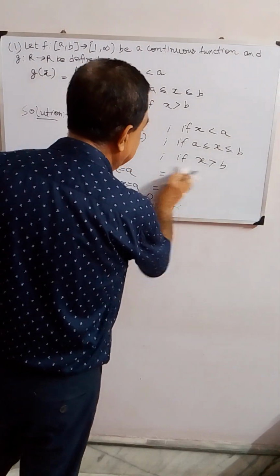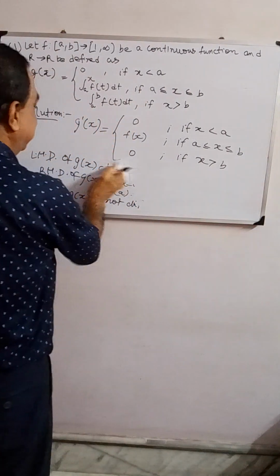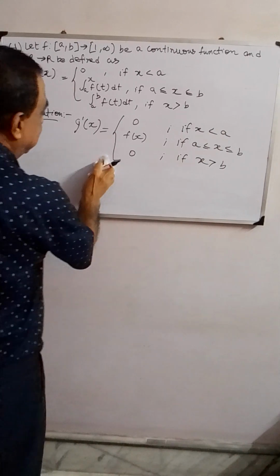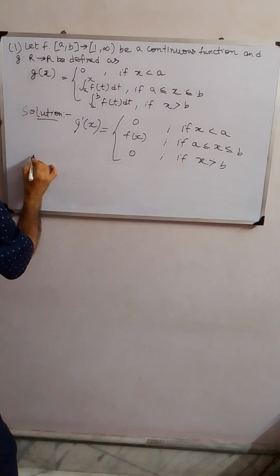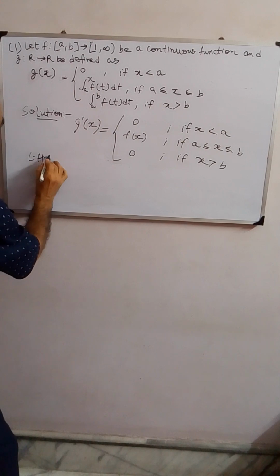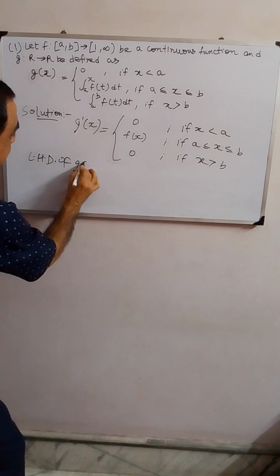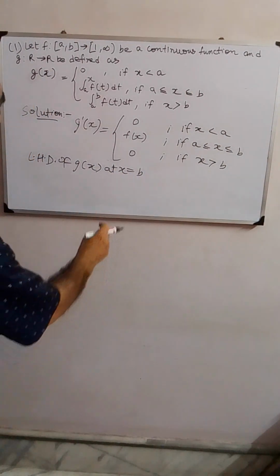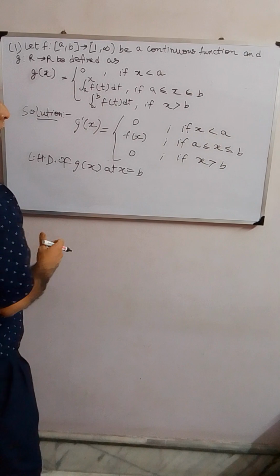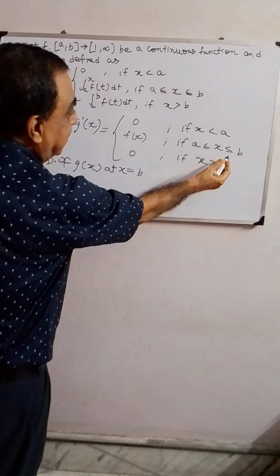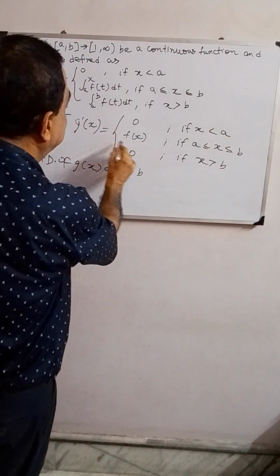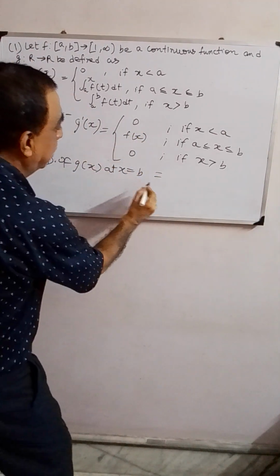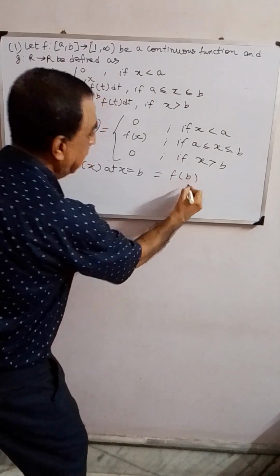So now I will check the differentiability of g(x) at x equals b. Now the left hand derivative of g(x) at x equals b, so that means the value of x is less than b. When the value of x is less than or equal to b, g'(x) equals f(x). So in place of x I will put b, so that is equal to f(b).